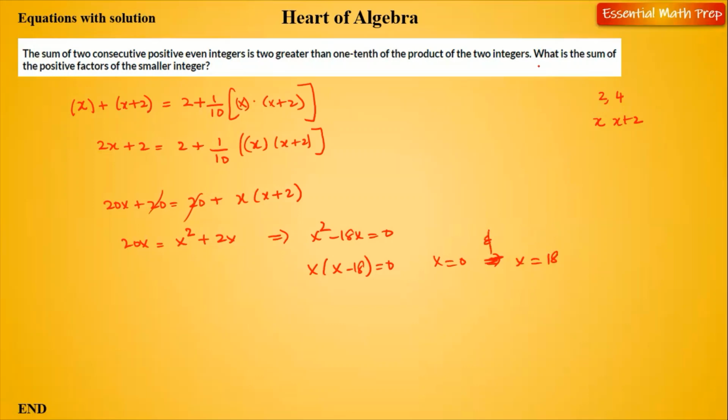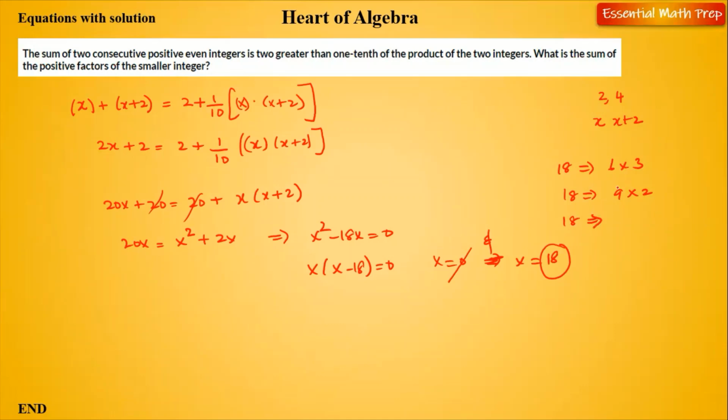We're not done with the problem. We're asked, what is the sum of the positive factors of the smaller integer? We are told positive, so 0 is not positive. The only positive we have is 18. How many ways can you get 18? 18 can be obtained as 6 times 3. 18 can be obtained as 9 times 2.